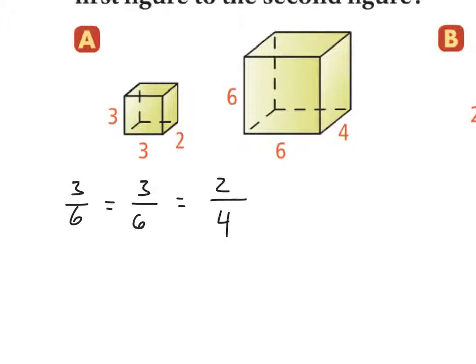Are these two figures similar? Yes, because they all reduce down to what? 1/2. All right, so that means our scale factor, otherwise known as the ratio of perimeter, is 1/2. What is then the ratio for area?